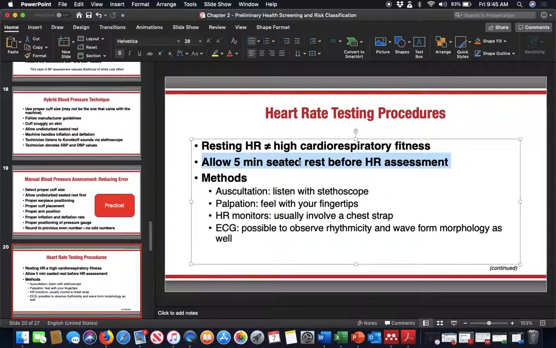You can use heart rate monitoring systems, though they may not be the most accurate. You can use auscultation. You can listen with a stethoscope. You can feel it with your fingertips.